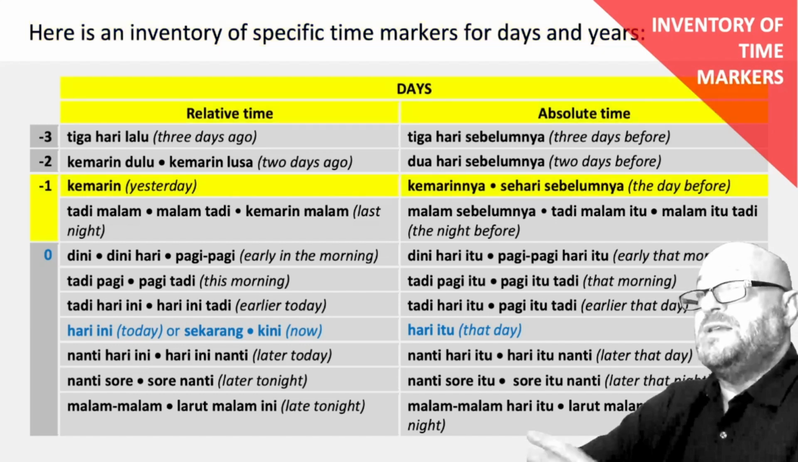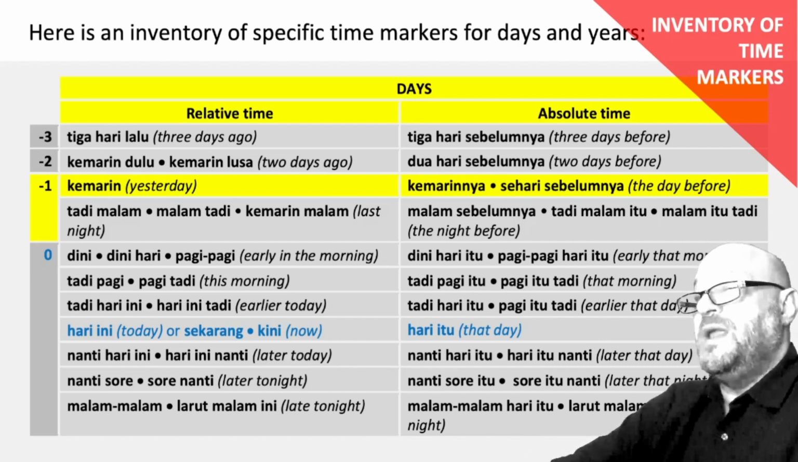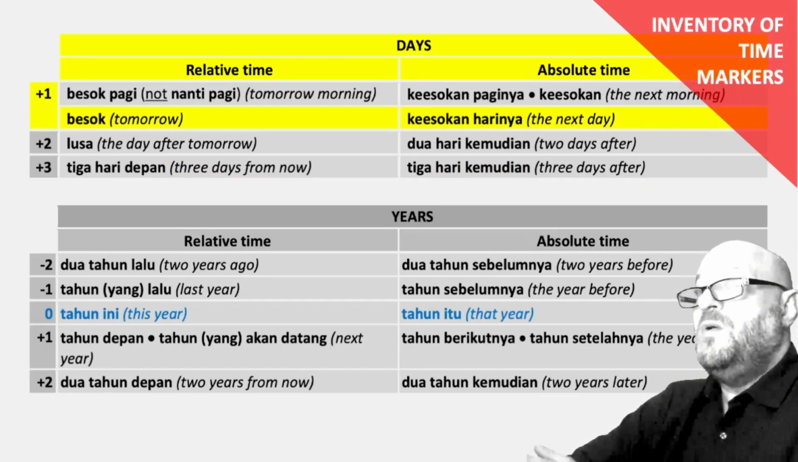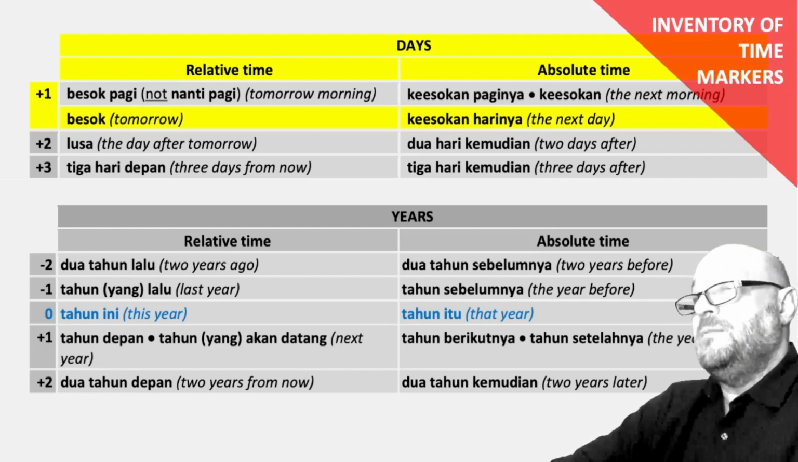For example, yesterday, kemarin, the day before, kemarinnya or sehari sebelumnya. Today, hari ini. That day, hari itu. Tomorrow, besok. The next day, keesokan harinya.